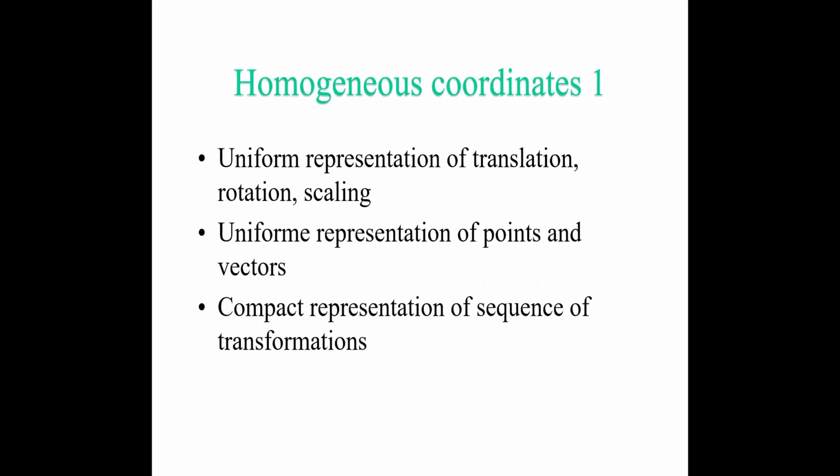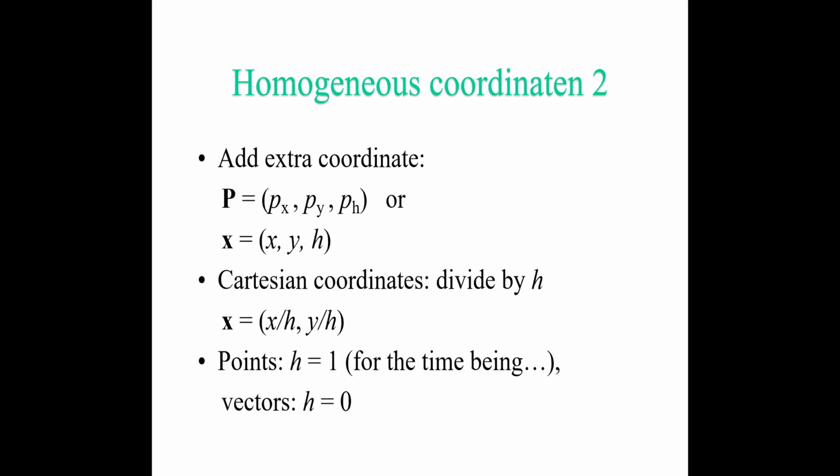We have homogeneous coordinates, where we can apply translation, rotation and scaling uniformly. You can also check this uniform representation of points and vectors. This is a compact representation of your sequence of points. Now here I just want to add some extra coordinates. Suppose my point is P, then it moves along your x-axis and y-axis, and the homogeneous coordinate, if you want to find it, we are going to represent as h.